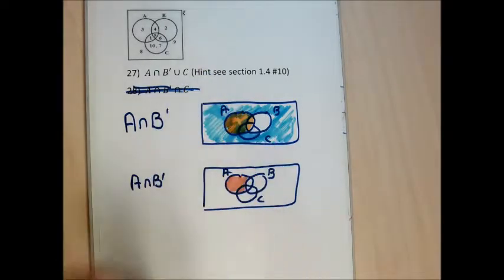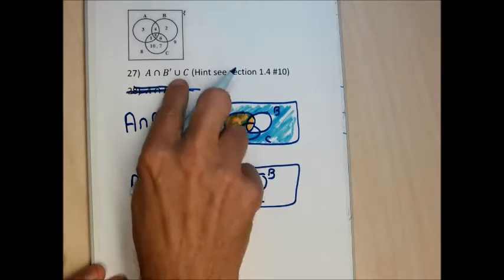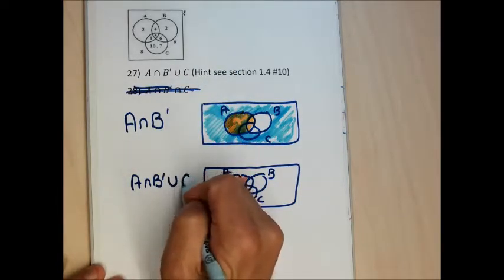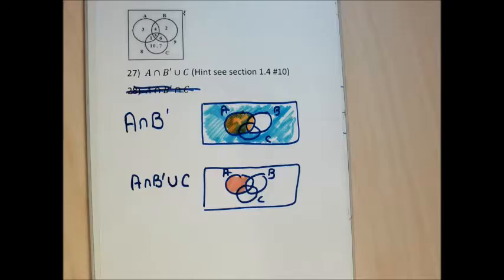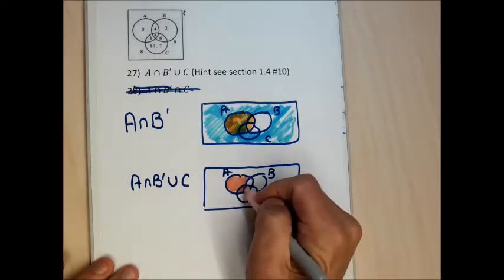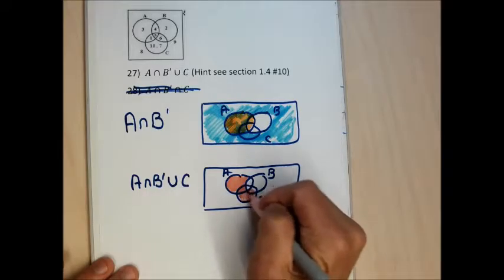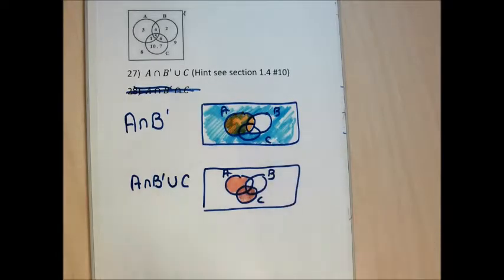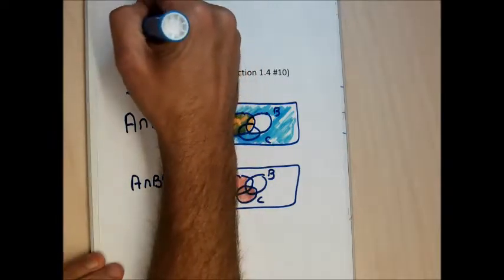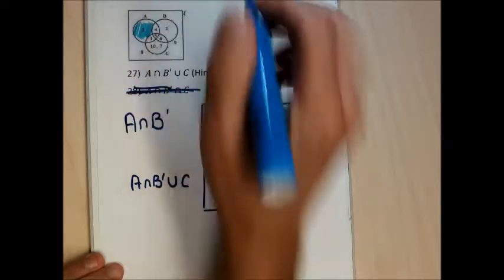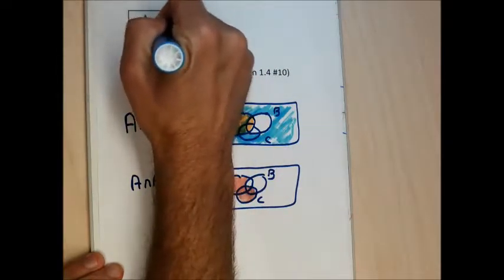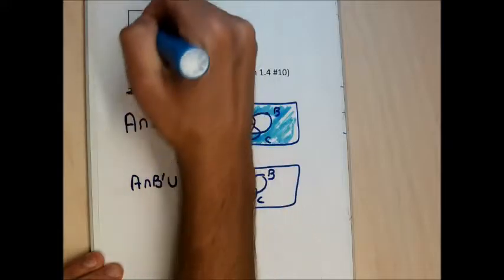Finally, I need to, after I found A intersection B complement, union that with C. Because now I'm doing a union, I don't need to pull in a new color. I can continue with this pink color, and now I'm going to do the union C by shading in C. There's a picture of A intersection B complement unioned with C. Transfer that to my diagram. I get this region here, these three regions here, and this region down here.